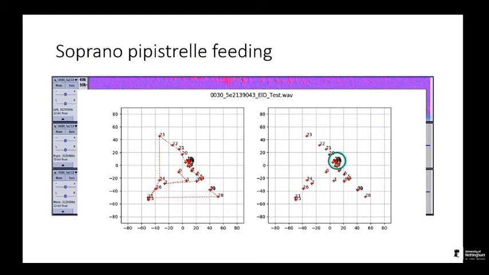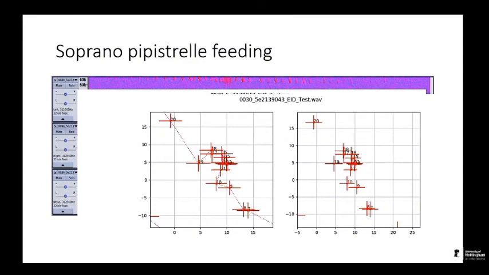I circled all of the calls that were inside that feeding buzz, and they're all inside that little green circle. And if we zoom in, you can see the flight path of the Pipistrelle catching whatever it was catching. So it's done a little loop, and then it's carried on its way. I don't know whether anybody's done that before, but I really like that.